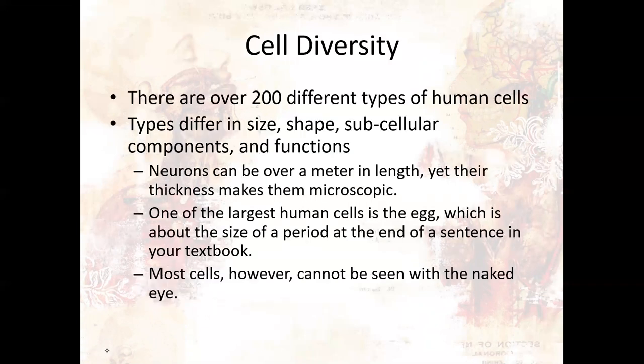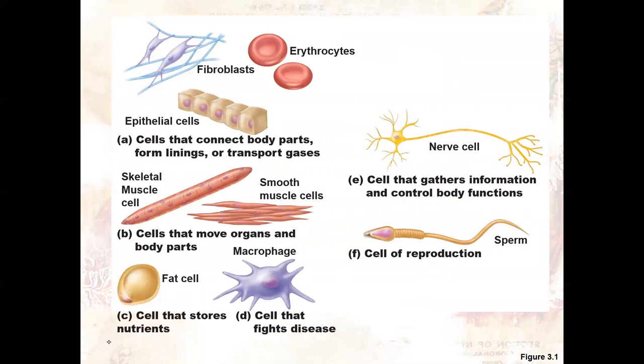There are 200 different types of people cells. There are big cells and little cells, long cells, short cells, cells that move, cells that don't. Lots and lots of cells. Here are some of the cellular diversity inside you. Red blood cells, sperm cells, lots of different cells. You get the point.